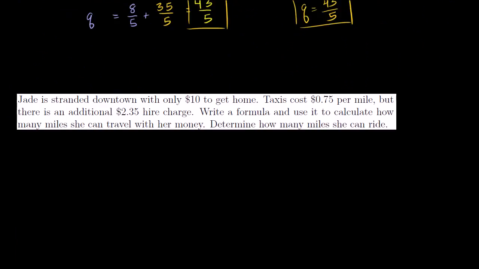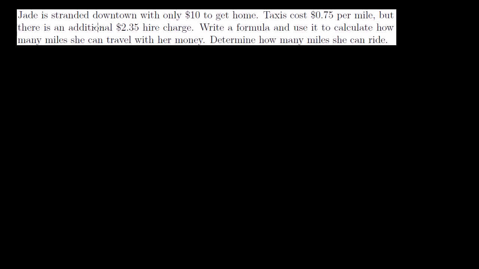Let's do one word problem here. Jade is stranded downtown with only $10 to get home. Taxis cost 75 cents per mile, but there's an additional $2.35 hire charge. Write a formula and use it to calculate how many miles she can travel with her money. All right, so the total cost of a cab ride is going to be equal to just the initial hire charge, which is $2.35, plus the 75 cents times the number of miles. We're letting m be equal to the miles she travels.